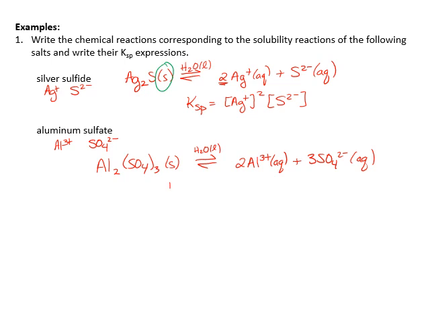The KSP expression, again, is the K for the reaction that we've shown, products over reactants. We'll have aluminum 3+ squared times the concentration of sulfate to the third. Let me just fix that up a little bit.